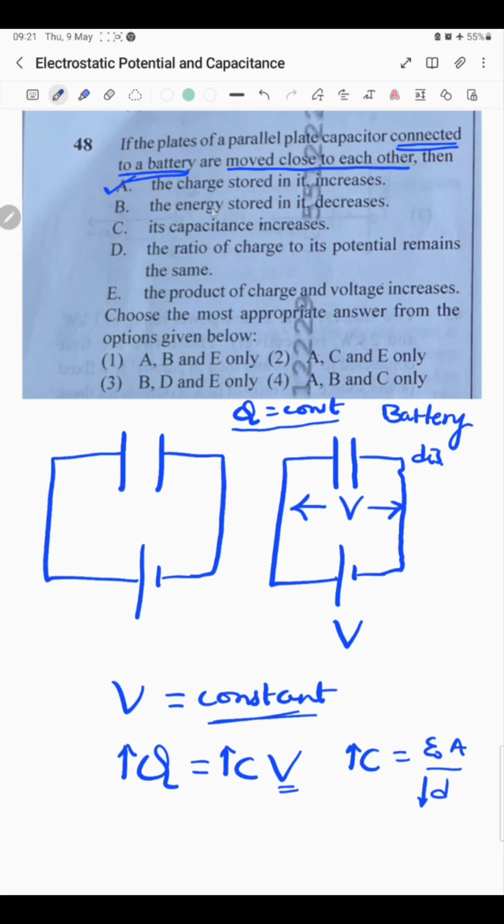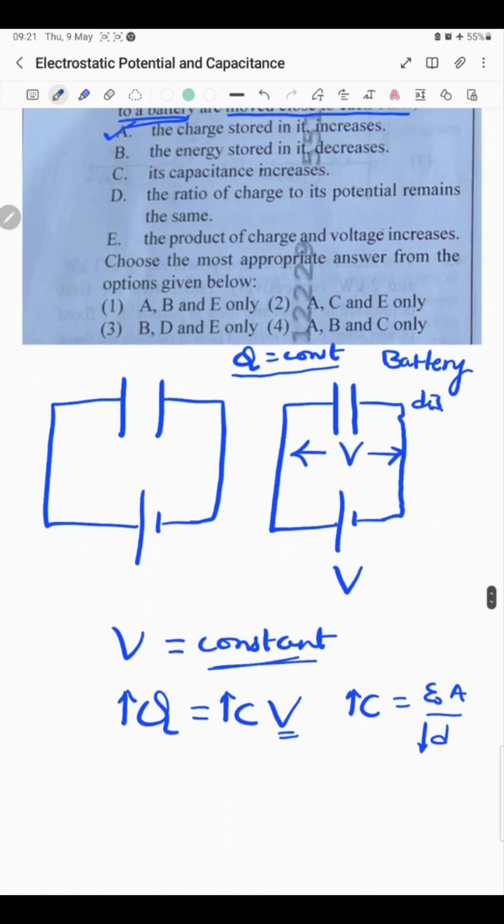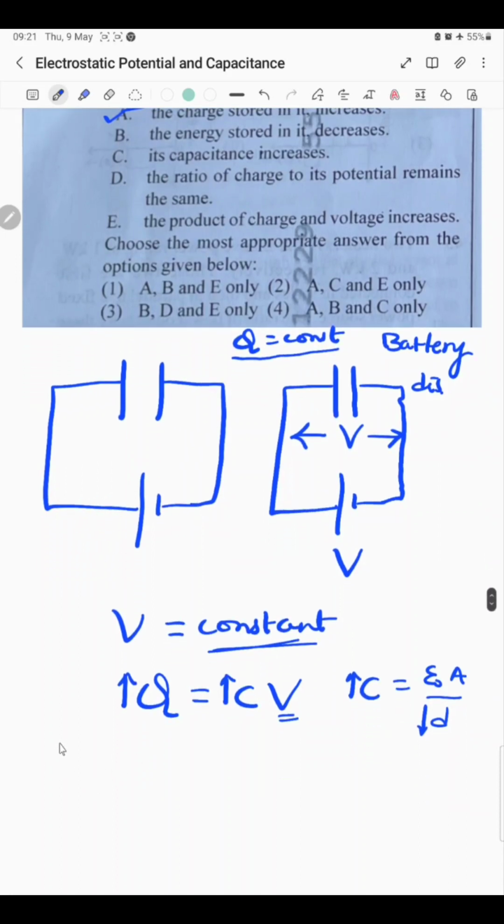Second statement: the energy stored in it decreases. For energy stored in the capacitor, I'll take the formula U equal to half CV square, because I know that V is constant, so I have only one variable and I know how C is changing. C is increased, so U must also increase. Therefore the statement that the energy stored decreases is wrong. Actually, the energy stored in it increases.